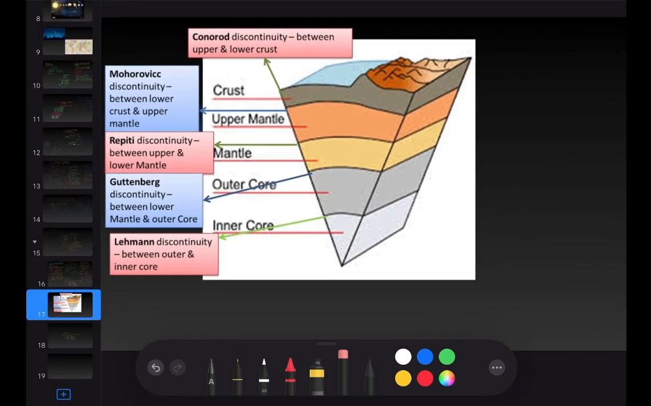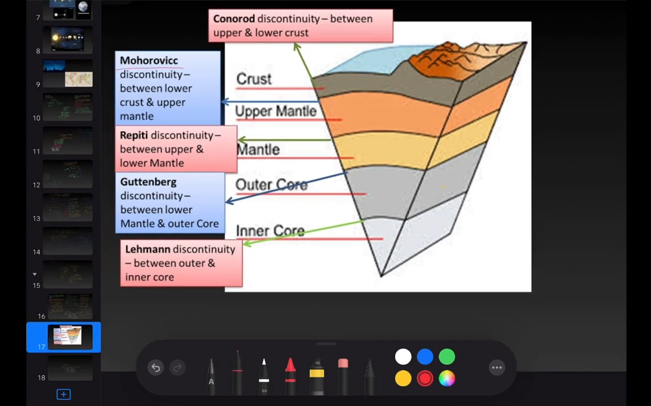Let's see the discontinuities through this diagram. First, there is the Conrad discontinuity between upper and lower crust. Then there comes the Mohorovicic discontinuity. This is between lower crust and upper mantle. There is a Mohorovicic discontinuity here.